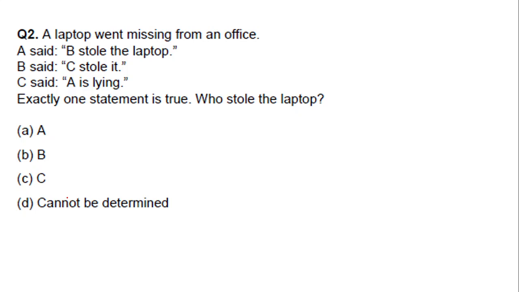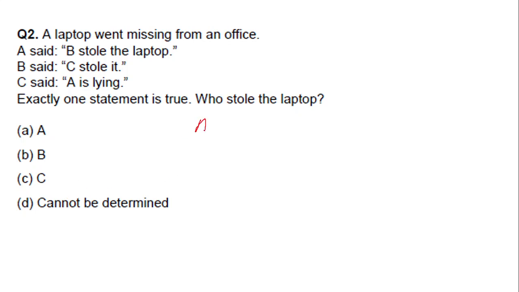Let us look at another question. A laptop went missing from an office. A said B stole the laptop. B said C stole the laptop, and C said exactly one statement is true. So who stole the laptop? So let us identify this. We'll again follow the same method.